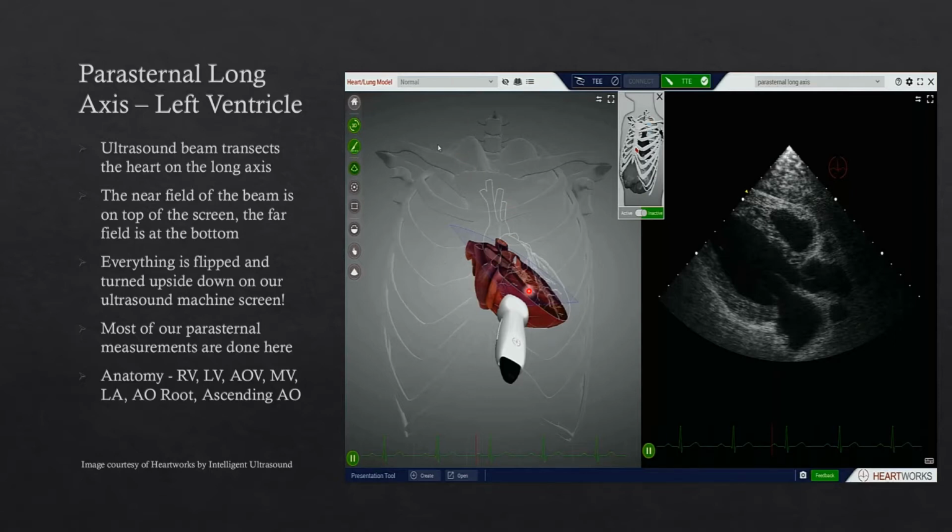Second here, what we've done is we've been able to slice this heart in this view right here. So we've cut out this portion of the heart so you can see how this ultrasound beam is cutting the heart right here.